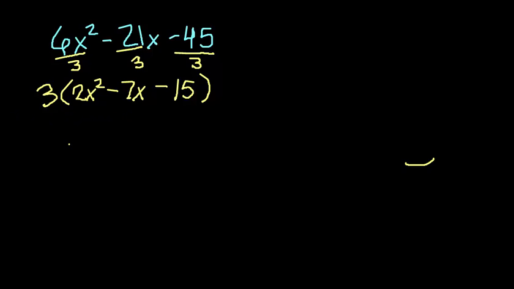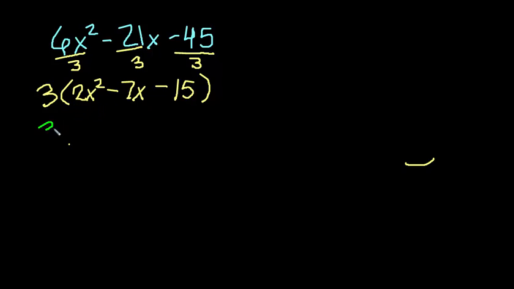All right, so now what we want to do is factor this. Now notice the leading coefficient is not 1, so the leading coefficient here is 2. So we can't just look at this and say, well, what multiplies to give me negative 15 and adds to get negative 7? Before we could do that with the leading coefficient of 1, but because the leading coefficient is not 1, we can't do that.